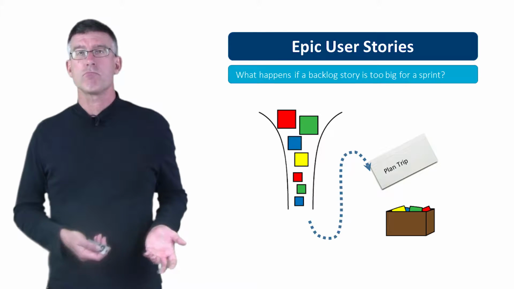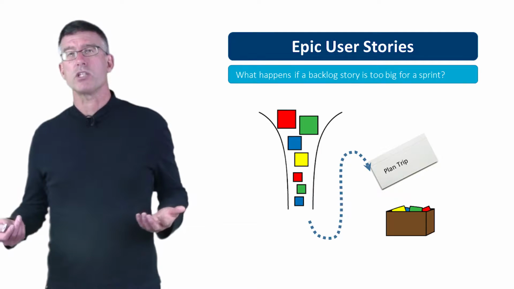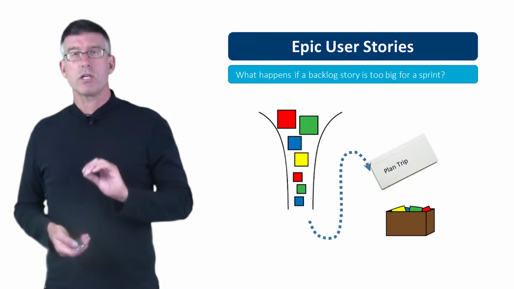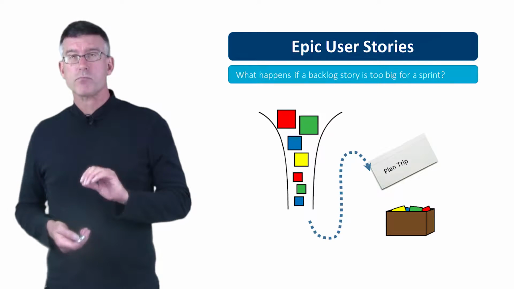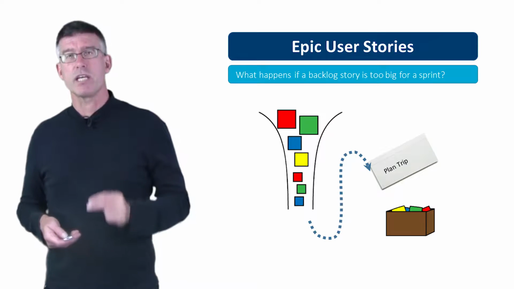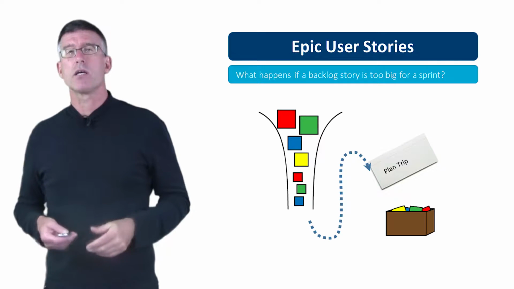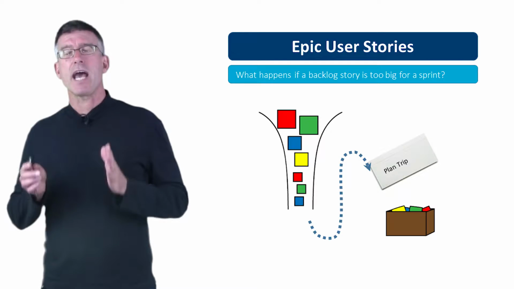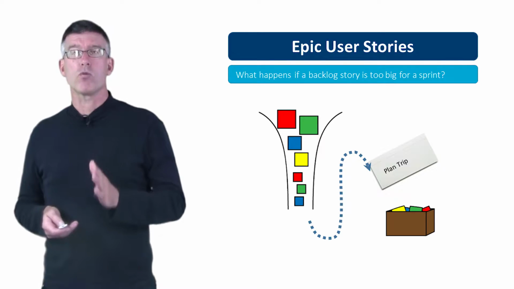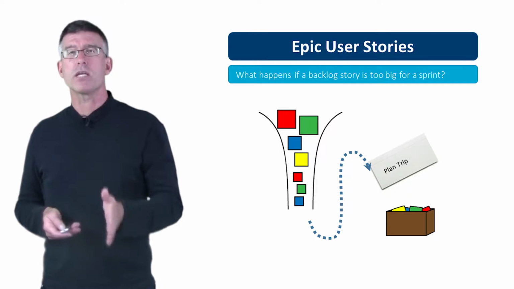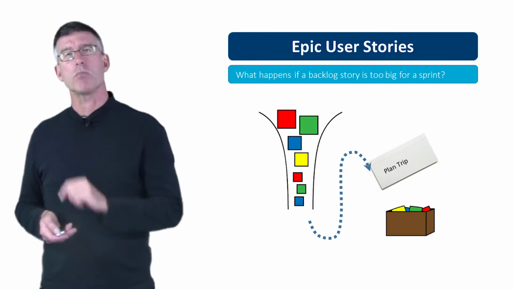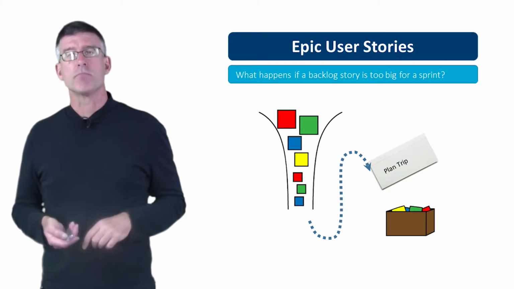So the question now comes up, what happens if our user story is too big to fit into a sprint? Do we extend the sprint or the iteration? Well, the answer is no. In the Agile world, we do not extend sprints or iterations, because the cadence is what gives us the regular feedback. So the alternative is we have to take the story and make it smaller, or more correctly, split the big user story up into smaller stories, each of which can be implemented in a single sprint.